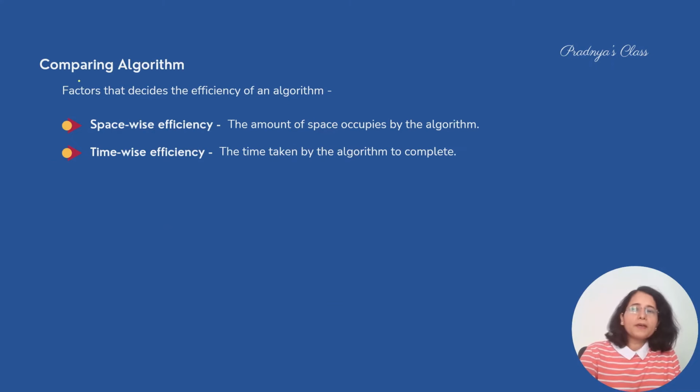The next topic is comparing algorithms. When we are trying to solve any problem, we may get many solutions for it. So how do we find out which solution is efficient? We have to consider these two factors. One is space-wise efficiency, that is how much space the algorithm is occupying. So we have to write the solution in such a way that it will not occupy more space. The second factor we have to keep in mind is time-wise efficiency, which means the time taken by the algorithm should be less.